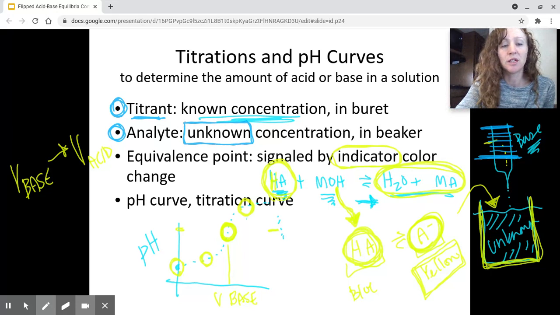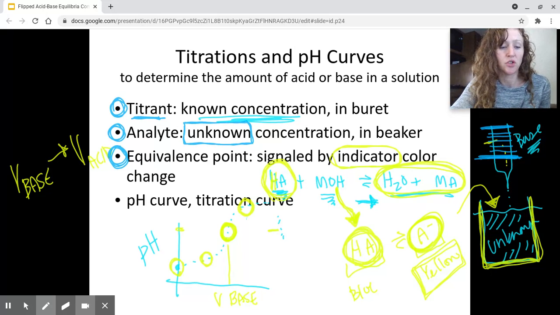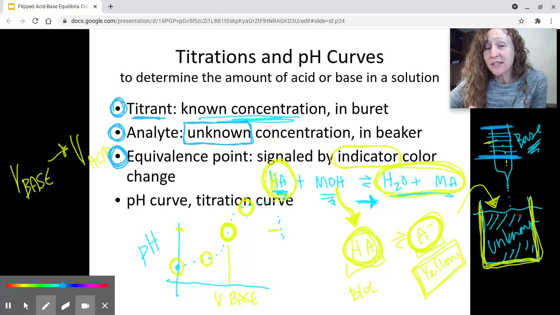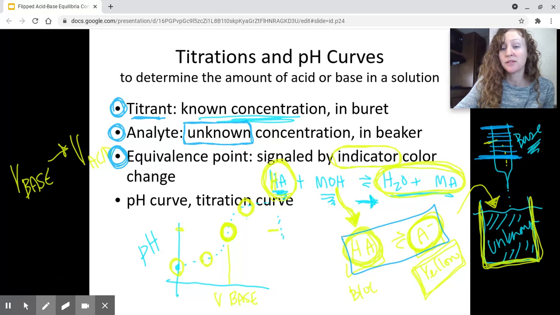You'll also hear this term equivalence point. So an equivalence point in a titration is going to be signaled by the color change, or you hope it's going to be signaled by the indicator change. We do have to choose our indicator carefully because not all indicators change color at the same pH. Sometimes this reaction happens earlier, sometimes this reaction happens later.